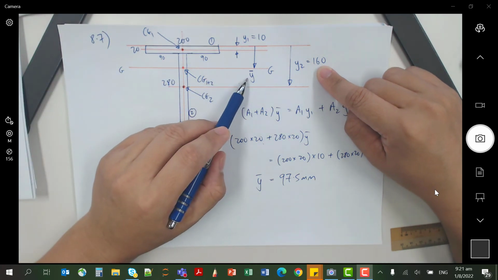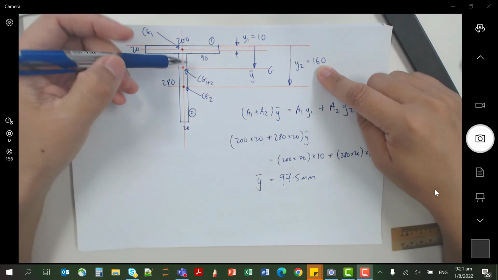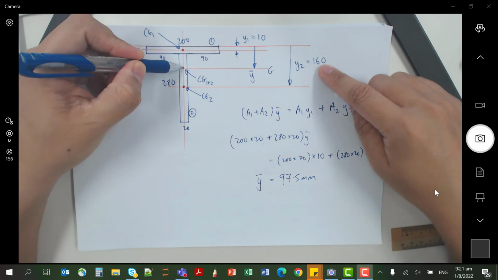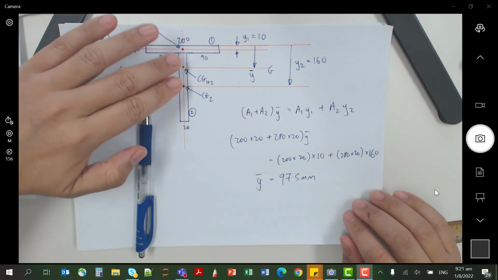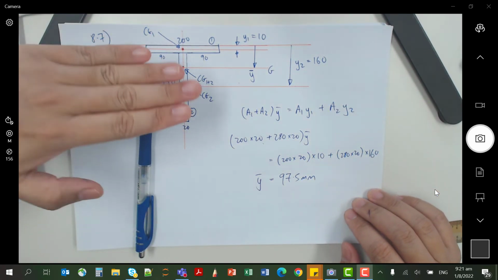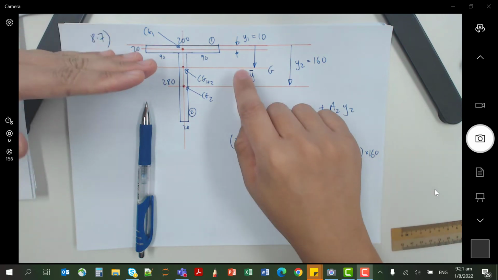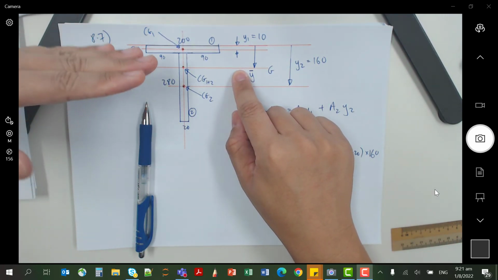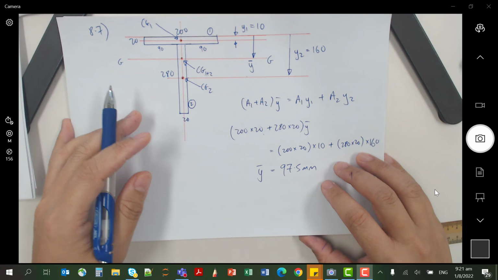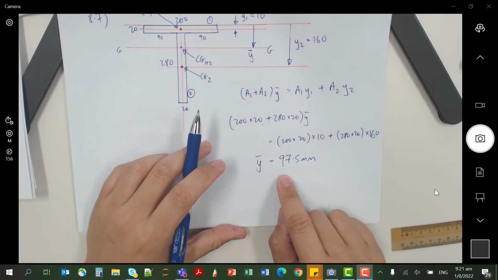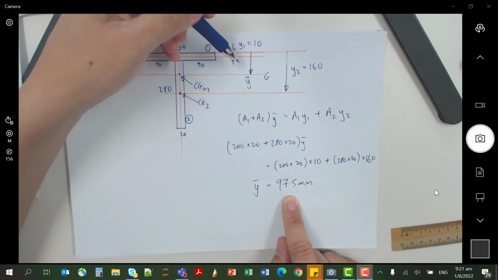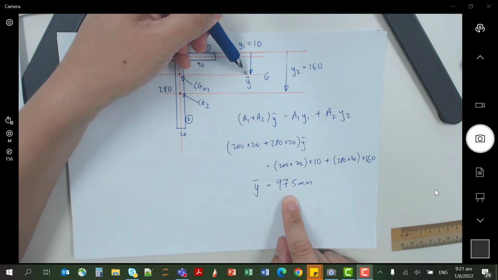So we need to find y bar. This will be my GG line, center of gravity. So the T for this case is rotating about the GG line, the axis. From here you will find out that the y bar is 97.5 from the top. 97.5.